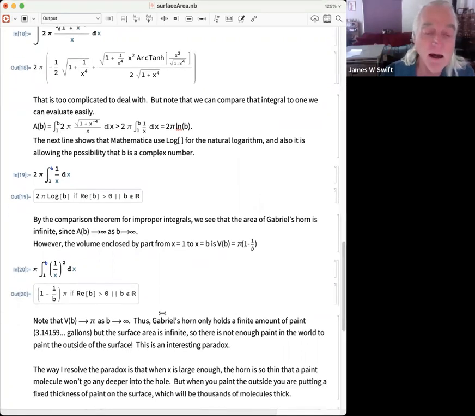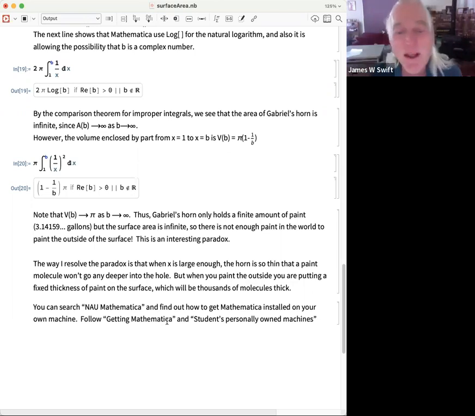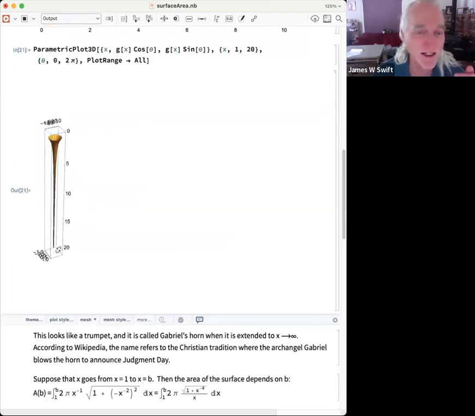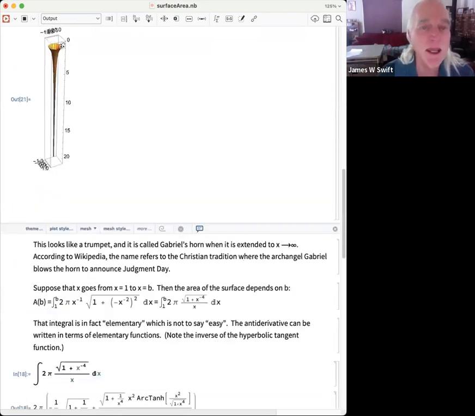The way I resolve it is that when you paint something, you're covering it with a given thickness of paint. Maybe a 100th of a millimeter thick, or a 1/10 of a millimeter thick, or maybe thousands of molecules thick. But if you're going to pour paint into this thing, it's going to get stuck eventually. You're pouring it in and it gets so thin that even a single molecule isn't going to be able to make it down any further. So that's how it can be that only a finite amount of paint would fit inside it, but if you wanted to paint the outside of the surface, you would need an infinite amount of paint.